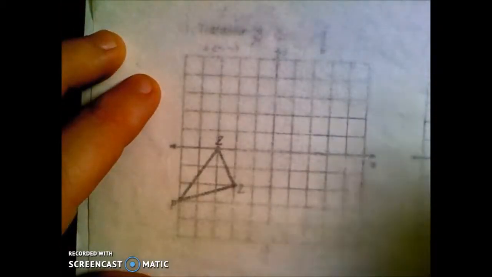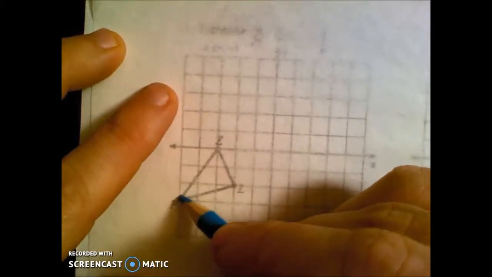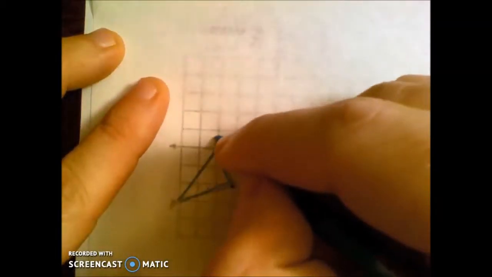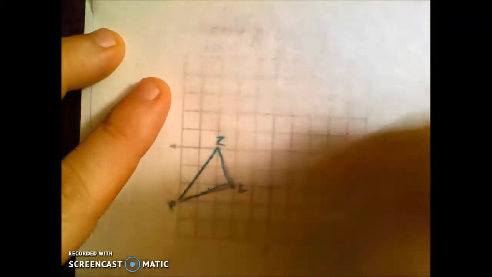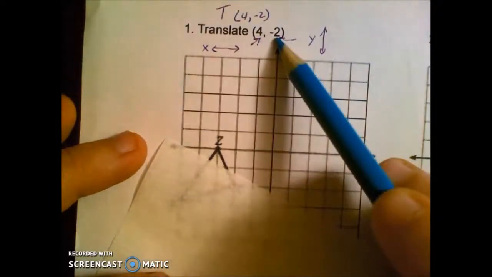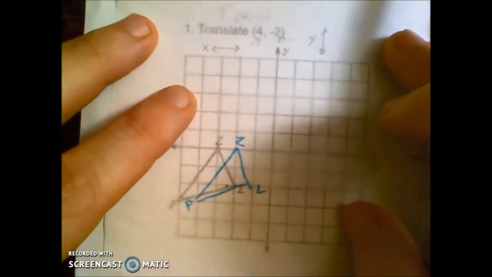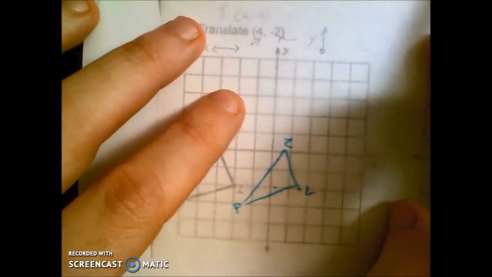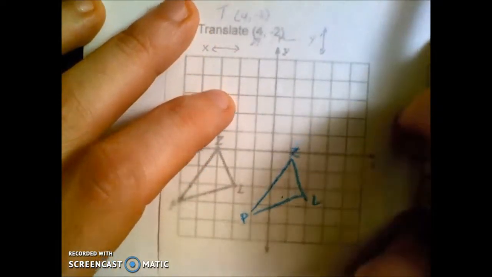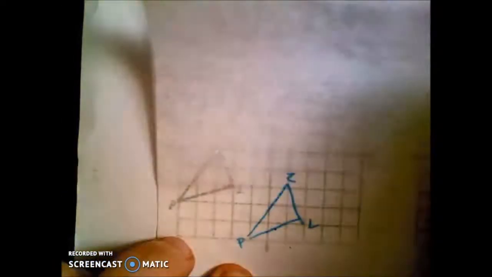I've also switched to a pencil because it's easier to write on transfer paper with a pencil. Anyway, I'll start by tracing my original image, called the pre-image, and labeling the points Z, L, and P. And then remembering that the translation is going to be 4 in the x direction and -2 in the y direction. That means 4 to the right, 1, 2, 3, 4, and -2 in the y direction, or down 2, 1, 2. From there, I can go ahead and lift the transfer paper up slightly.